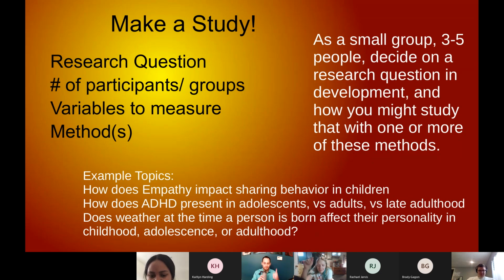Can you hear me? Okay. So we chose the question, how does ADHD present in adolescence versus adults versus late adulthood? And we decided to do experimental research. So we were planning on just taking a bunch of people from different age groups and splitting them into a treated and controlled environment. In the treated environment, they would receive medication that would help people who have ADHD focus more. And then the controlled wouldn't have any medication at all.